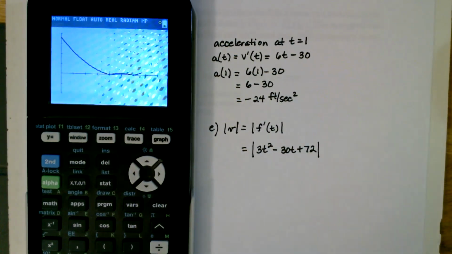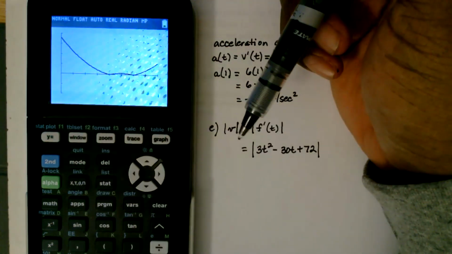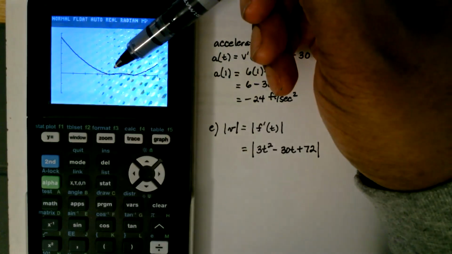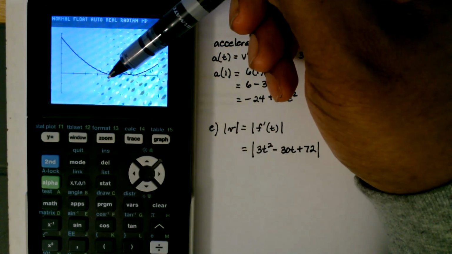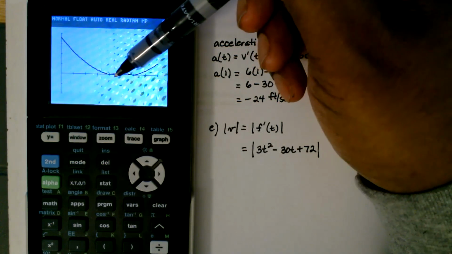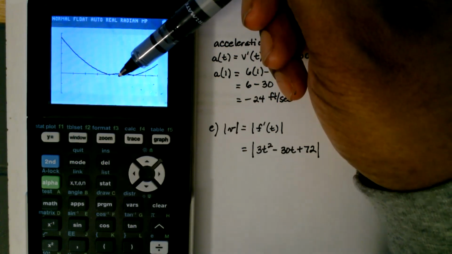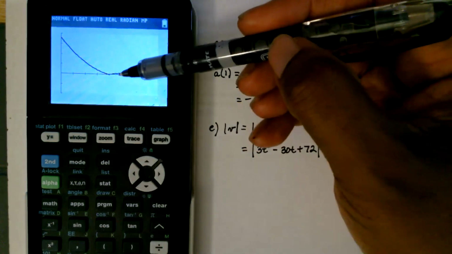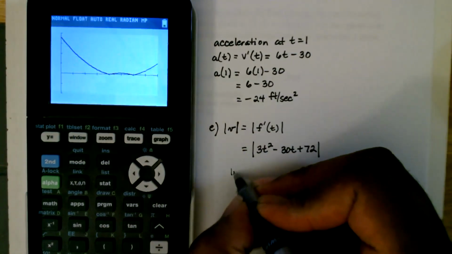Here's what the graph looks like. Now notice, on which intervals is the speed increasing? If you notice here, starting at 4, it starts to increase. So here from 4 up to, I'm going to say 5. So from 4 to 5, it's increasing.